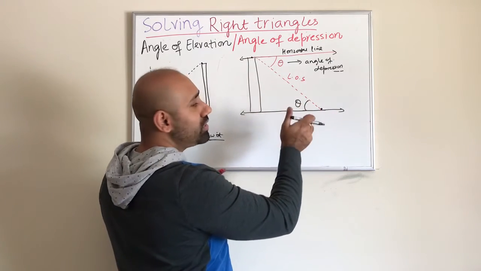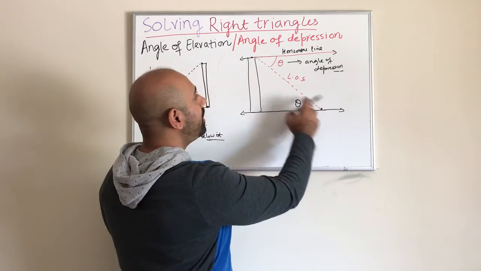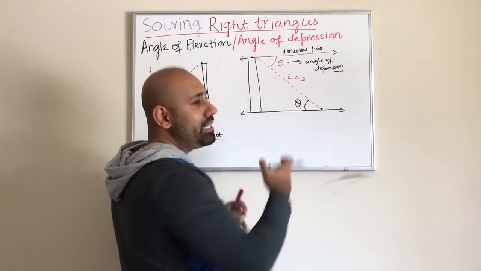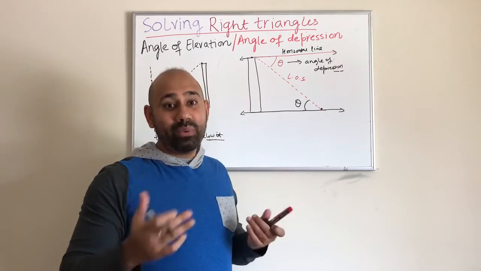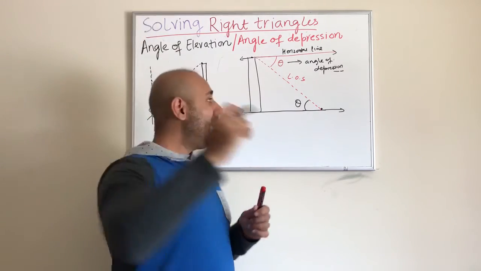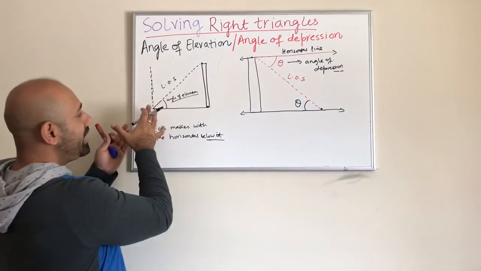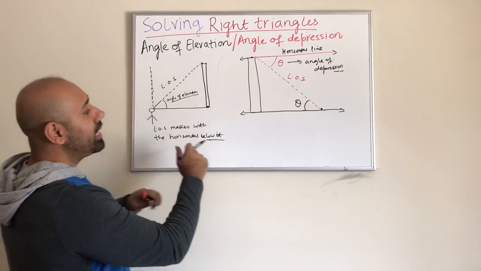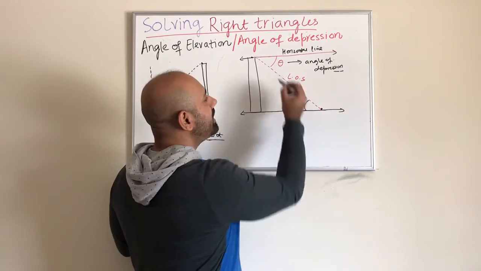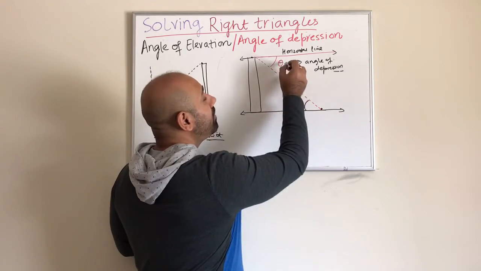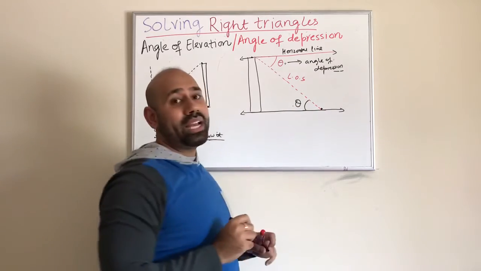But now let us exchange those positions. If you are here and you are looking up here, what is this angle right here? This angle is nothing but the angle of elevation, because you are looking up, right? And this is your line of sight, and this is the horizontal. This is exactly what we had here, but in a slightly different way. So what does that mean? That means the angle of depression is always equal to the angle of elevation.